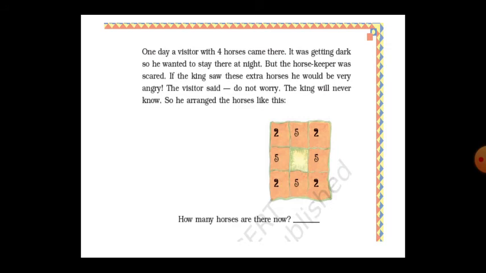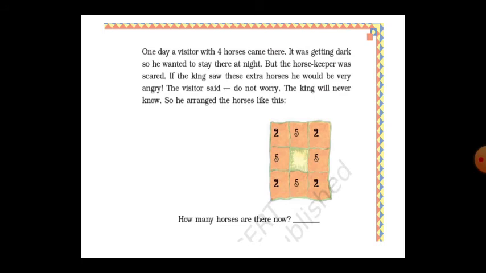One day, a visitor with 4 horses came there. It was getting dark, so he wanted to stay there at night, but the horse keeper was scared. If the king saw these extra horses, he would be very angry. The visitor said, "Do not worry, the king will never know." So he arranged the horses like this. See, totally, the king has 24 horses. So one day, one visitor came with four horses, and he arranged the horses like this.